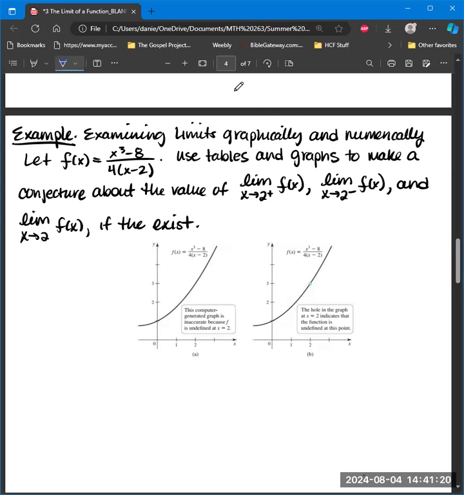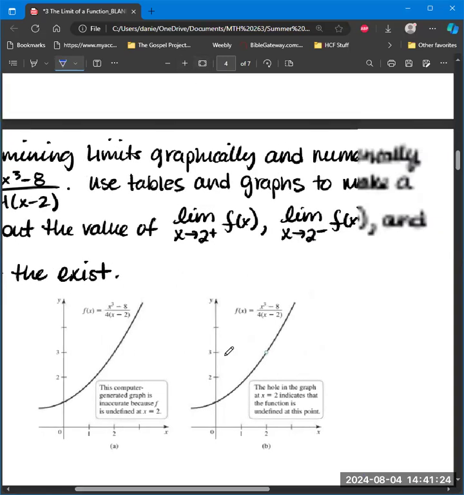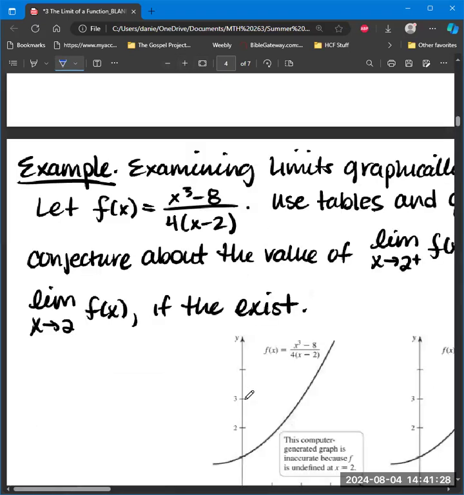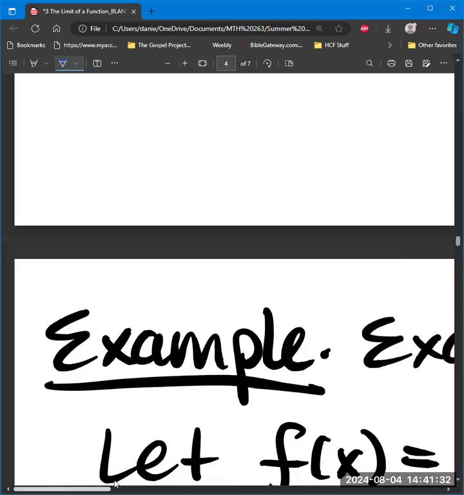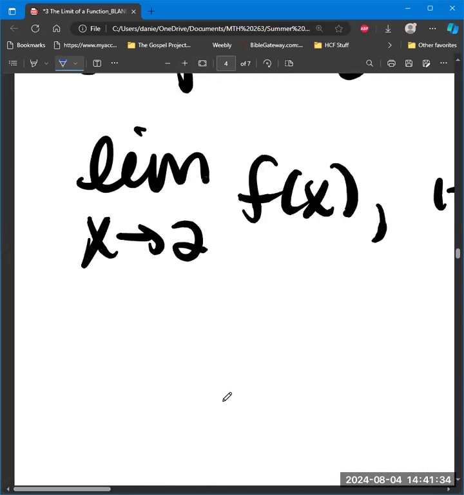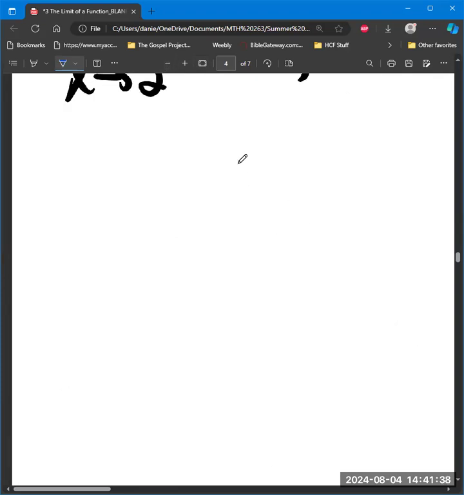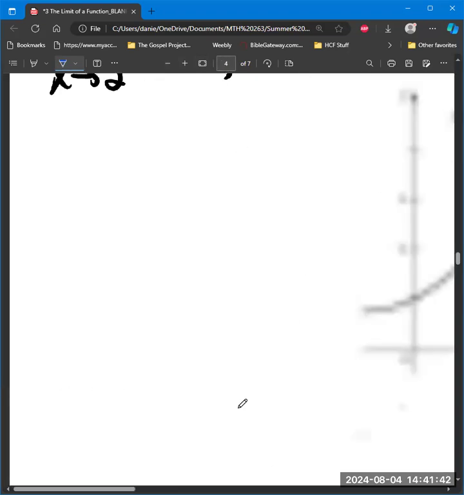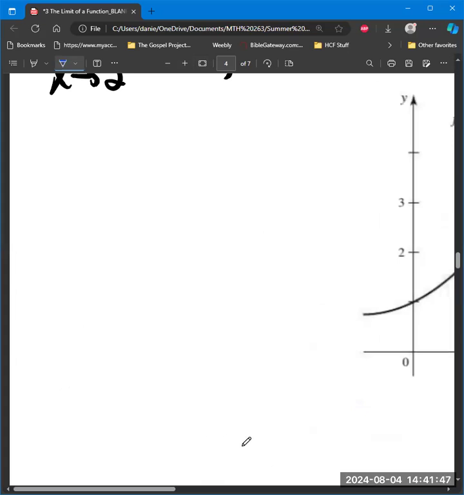I'm going to zoom in a little bit for you so that you can see it more clearly. That's a little bit more zoomed in than I wanted. There we go. That's about how zoomed in I want to be here.